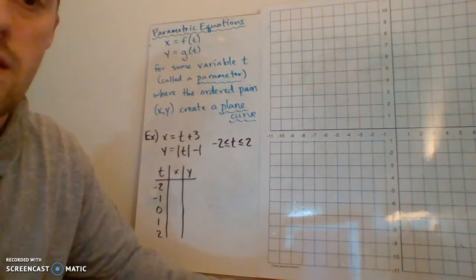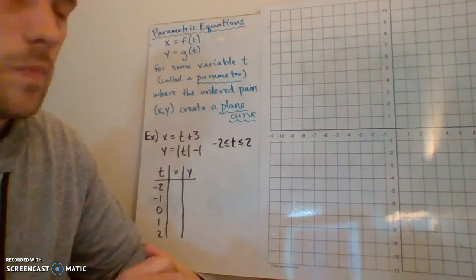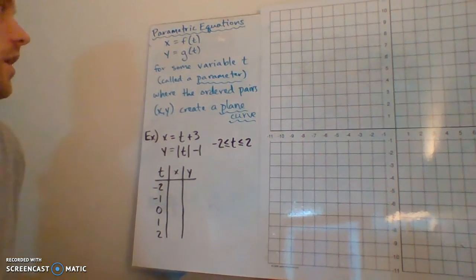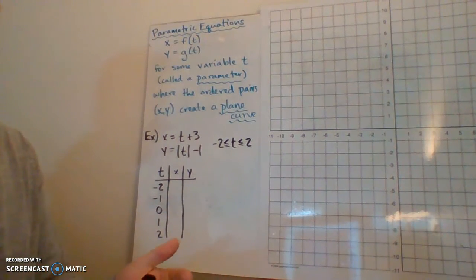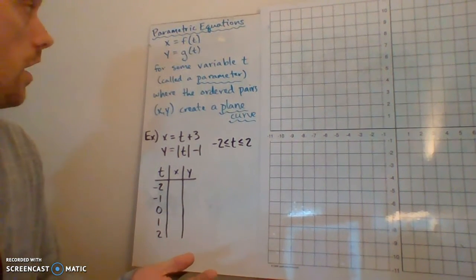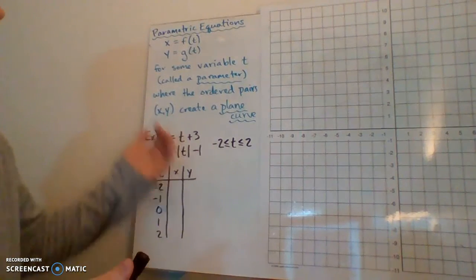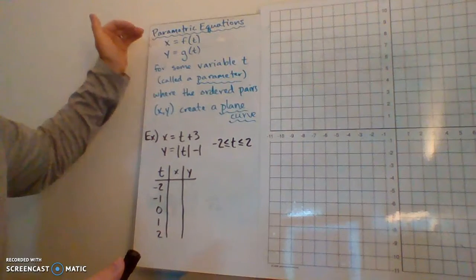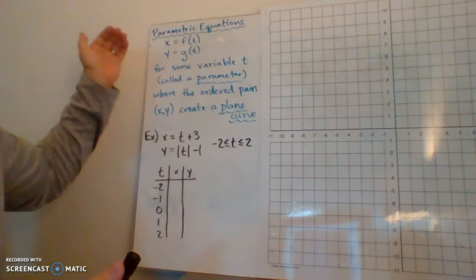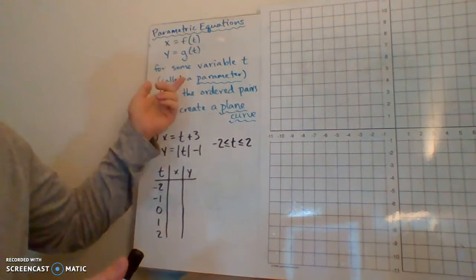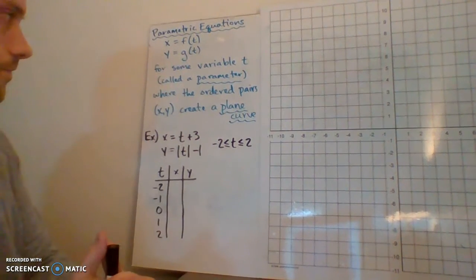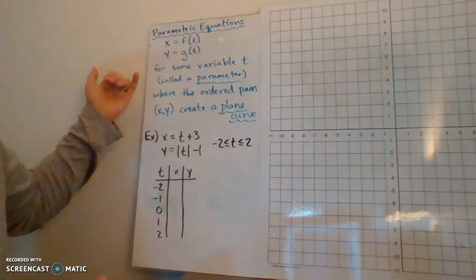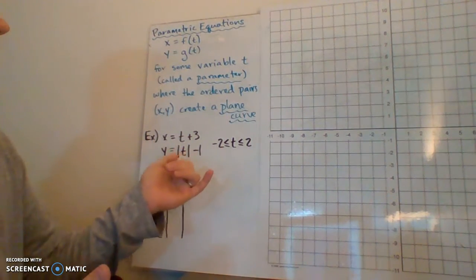In this video, we're going to look at an introduction to parametric equations. If we look at the definition, parametric equations have a third variable called the parameter. So we're going to see equations x equal to a function f of t and y equal to another function g of t, where t is another variable called the parameter, and the ordered pairs that we get with x and y create a plane curve or parametric curve.